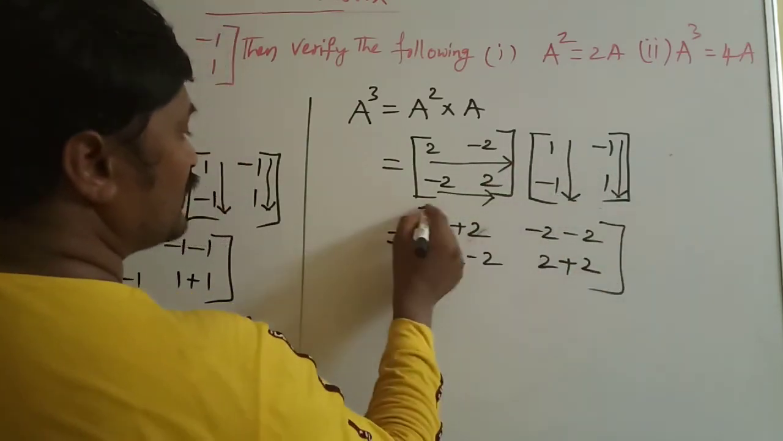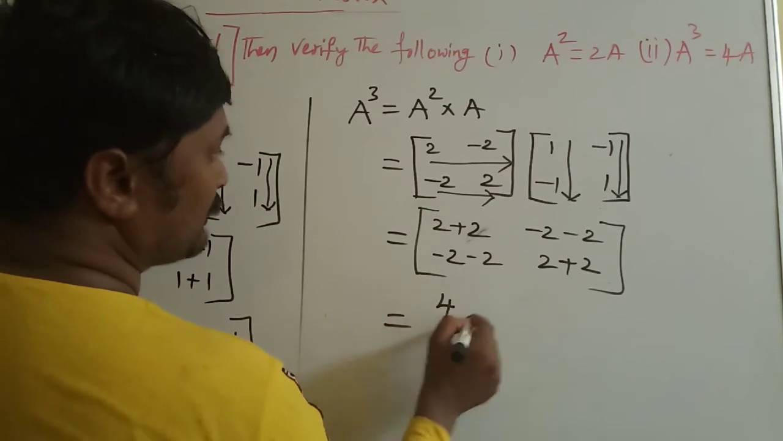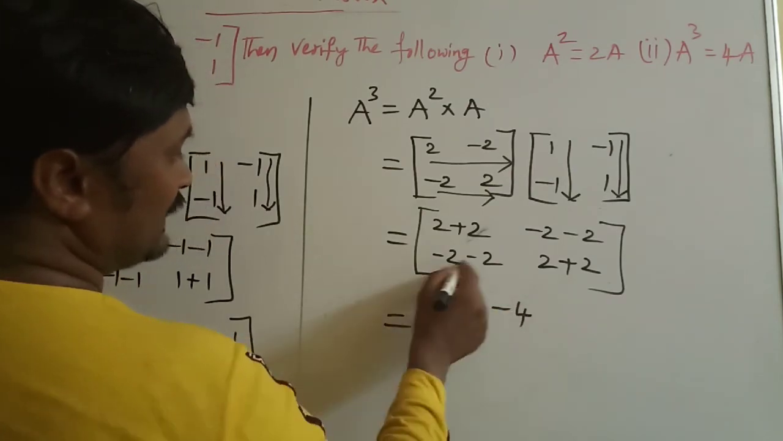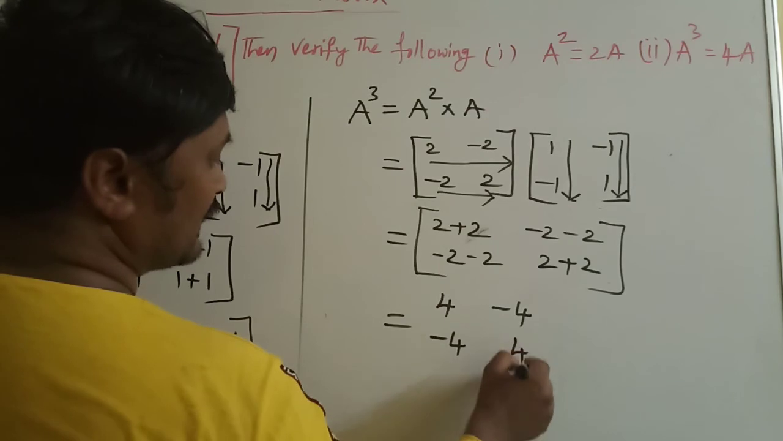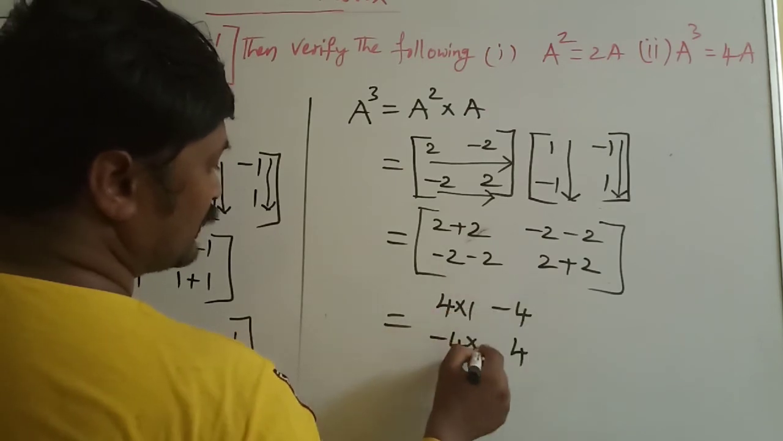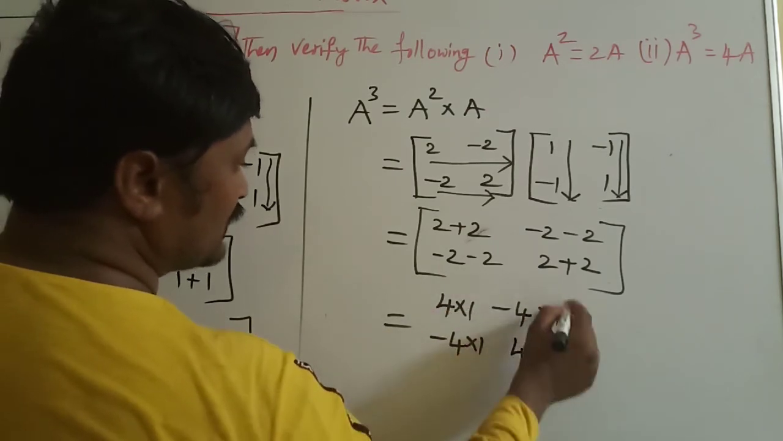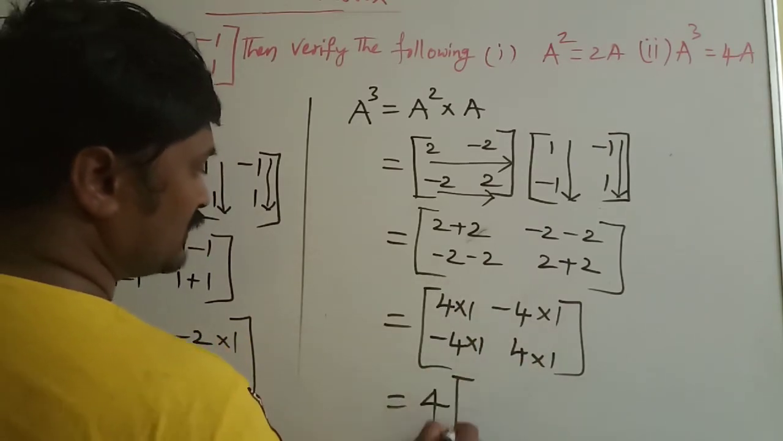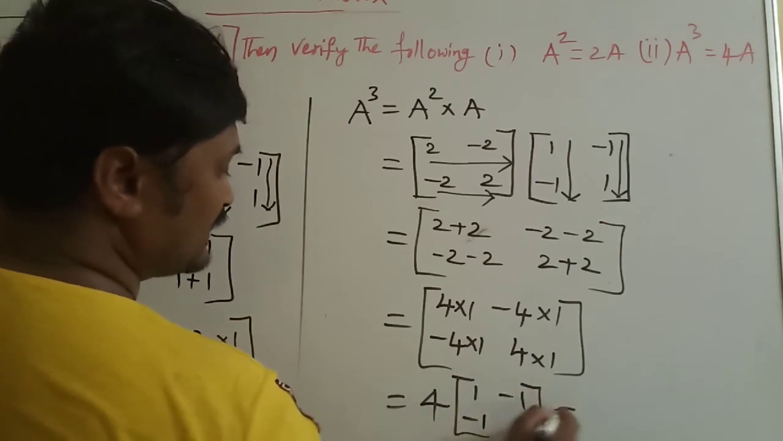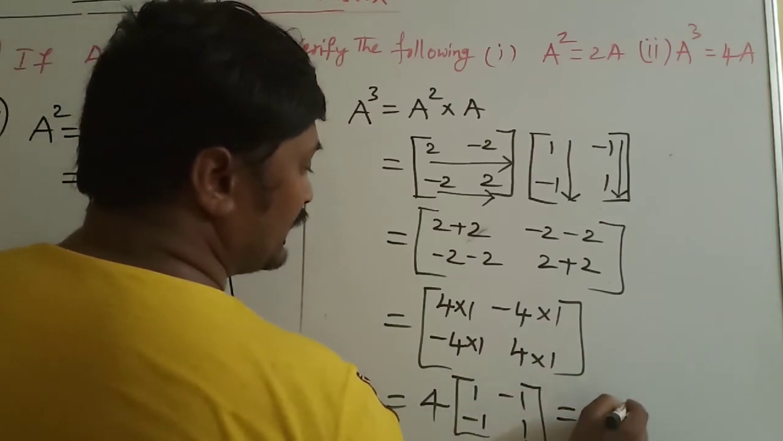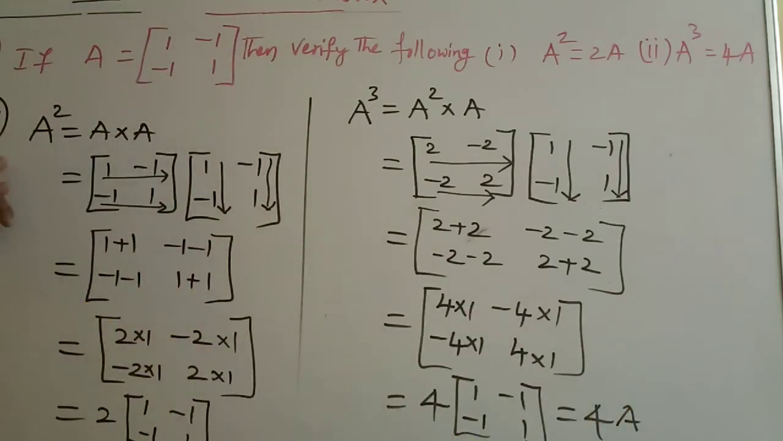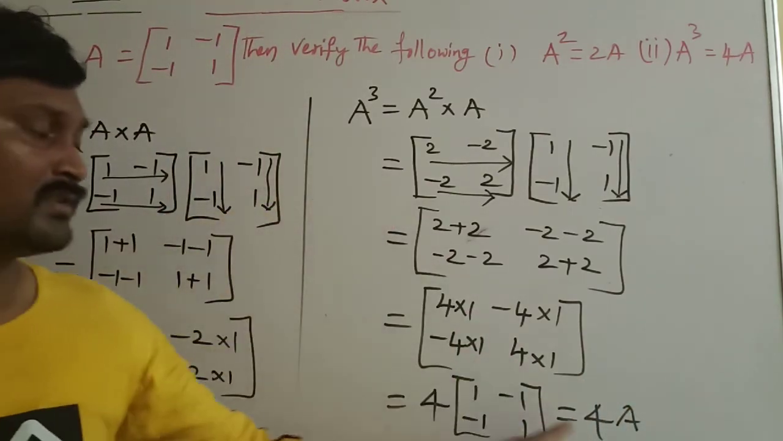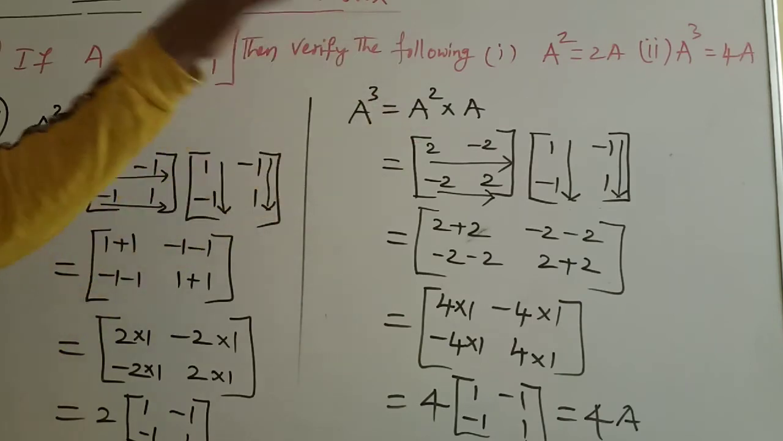So now at last, what did you get here? 4, minus 4, and this is minus 4, and here again 4. This you can also write as 4 into 1, 1, 1, 1. So now 4 common in this place. What do you get? 1, minus 1, minus 1, 1. At last this is A, so that is 4A. So here you found A square is equal to A cube is equal to 4A. That is, we verified this.